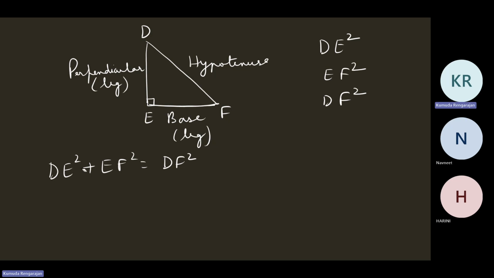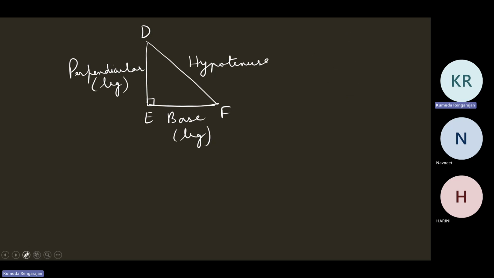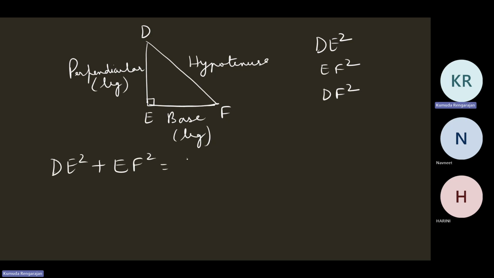We'll do this again. This theorem, the Pythagoras theorem or the Pythagorean theorem, holds good only for a right triangle, not for any triangle, only for a right triangle. Let's write the three sides of this triangle: DE, EF, DF. Square the three sides: DE square, EF square, DF square. Now the theorem goes like this: DE square plus EF square is equal to DF square.